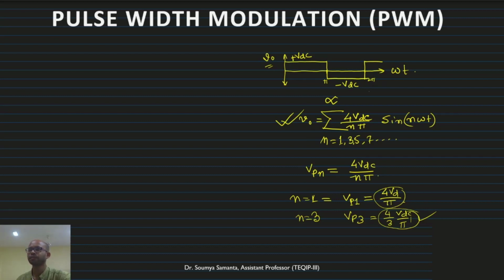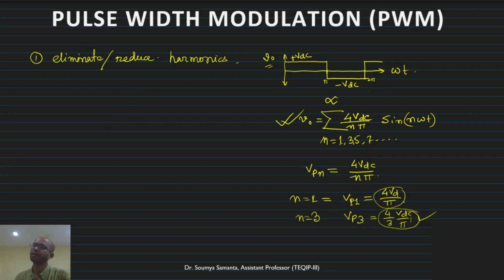Now obviously our objective is to eliminate these harmonics. If we cannot eliminate completely, then we can reduce. That is our next objective, the reduction of these harmonics. So what was the objective? To eliminate first. If we cannot eliminate completely, then reduce harmonics, that is the first one.